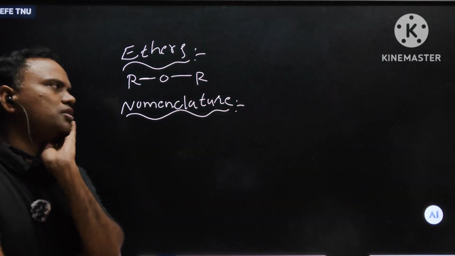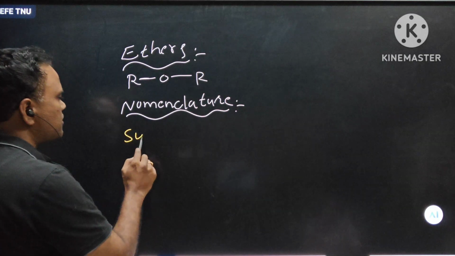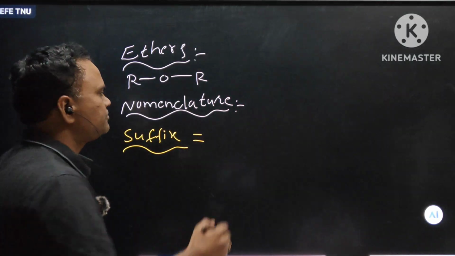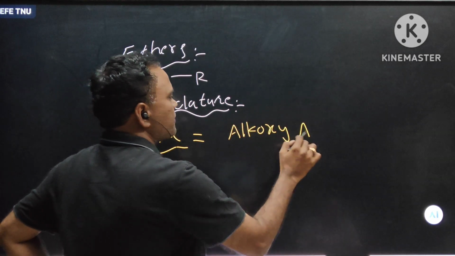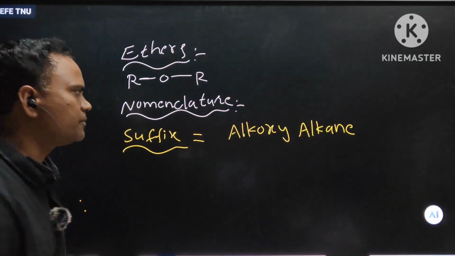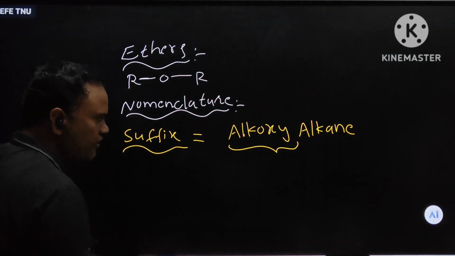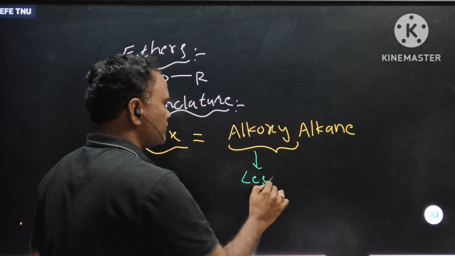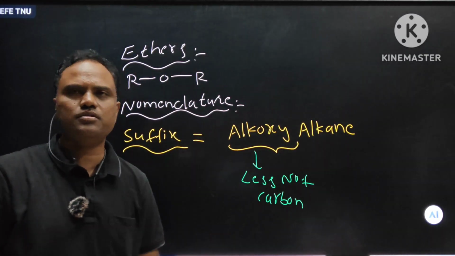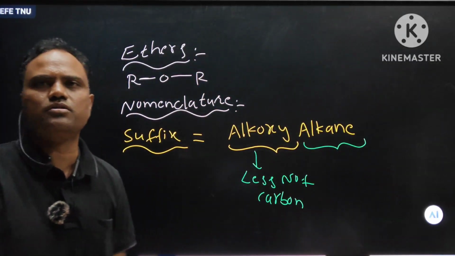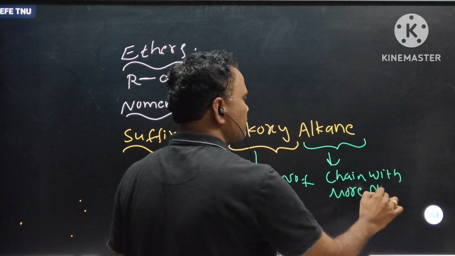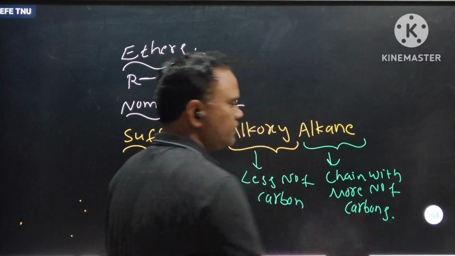See the nomenclature of ethers. Ether names are written in the format alkoxyalkane. The word alkoxy is given to the carbon chain with fewer carbons. The word alkane is given to the chain with more carbons.